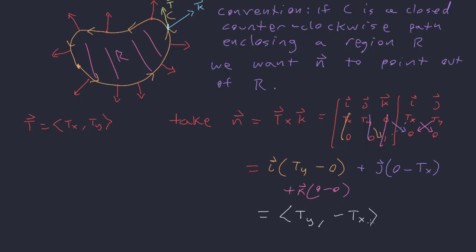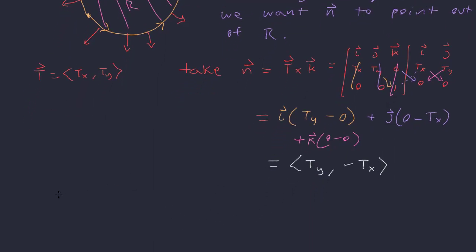So what ends up happening is, if T is r prime over the magnitude of r prime, then that's going to be x prime over the magnitude of r prime, comma, y prime over the magnitude of r prime.